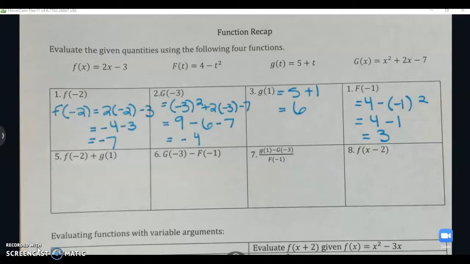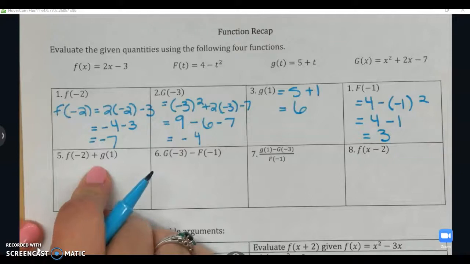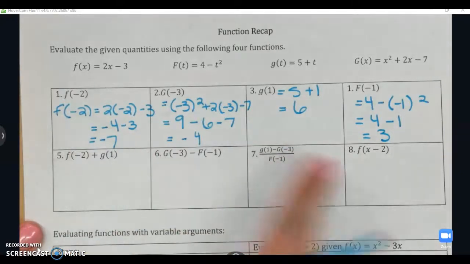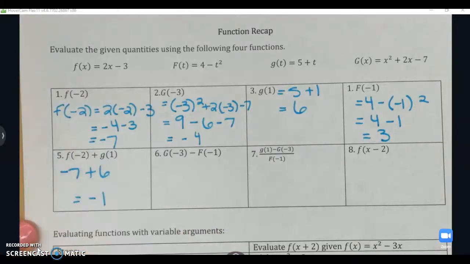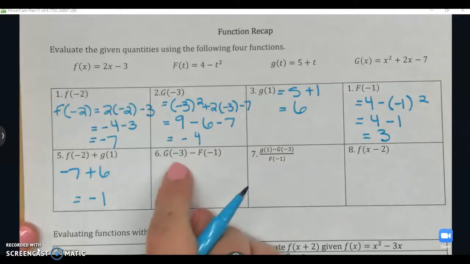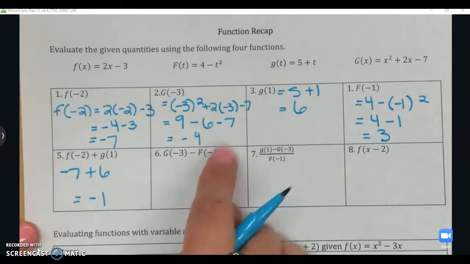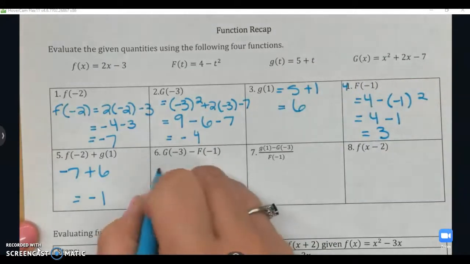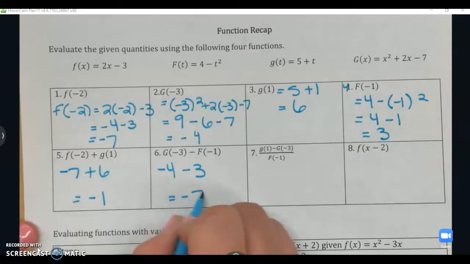Now looking at number 5, little f of -2 plus g of 1. Where have I seen that before? On number 1 and number 3. So I don't have to do that math a second time. I'm just going to add those 2 values and get -1. Then on 6, big G of -3 minus big F of -1. I saw those on 2 and 4. Oopsie, little typo there. So I'm just going to subtract those 2 values and get -7.